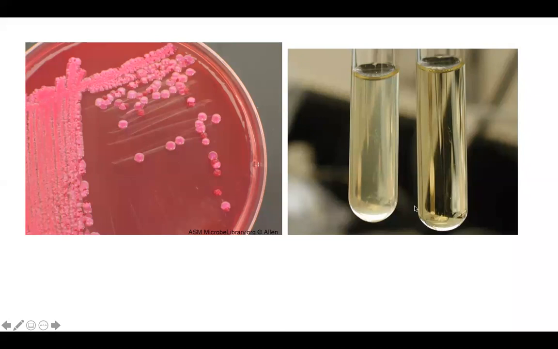To the right are two broth media. The right one is clear, so you always hold it against the light so you can see through, so you know that's clear. There's no bacterial growth. But on the one to the left, there is turbidity, so you cannot see through it, which means that bacterial growth has occurred.